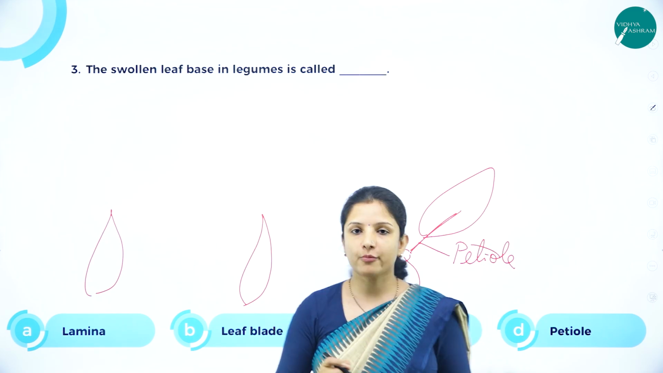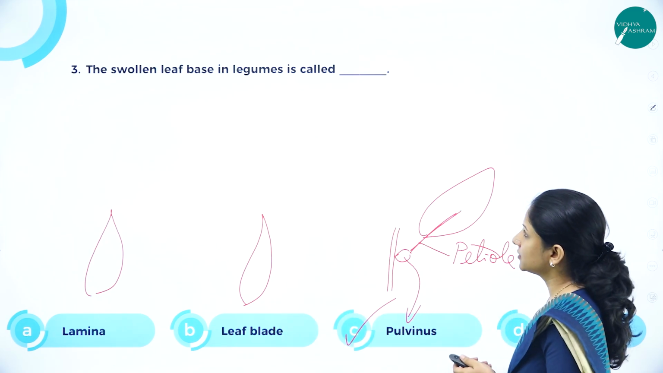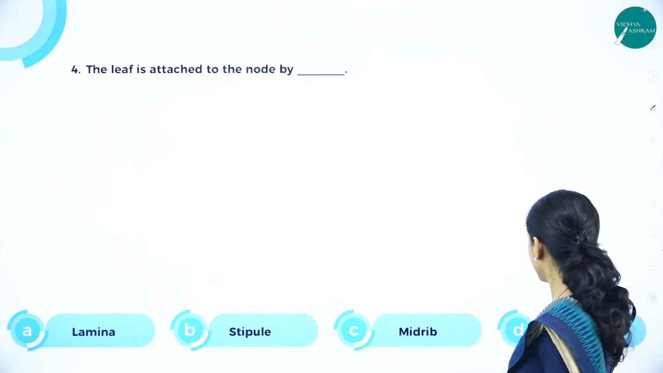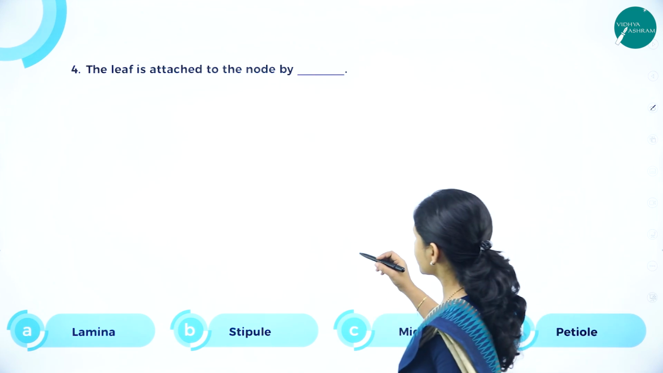Right answer is option C, that is pulvinus. Next one: the leaf is attached to the node by lamina, stipule, midrib, or petiole. The leaf is attached to the node.